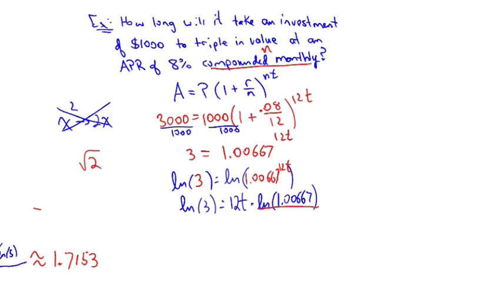What else do you want to divide by while we're here? 12, yeah, because you want to get t by itself. So I'm going to divide this entire side by 12 ln of 1.00667, and if I divide both sides by it, it'll give me my answer. And you get t by itself. Well, it's going to be approximate. I'm not going to be perfect with it.